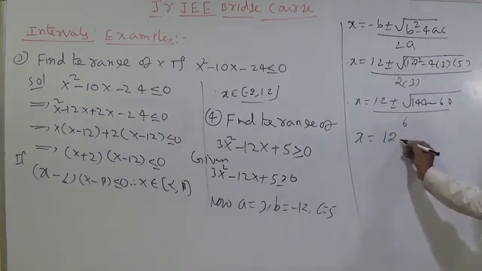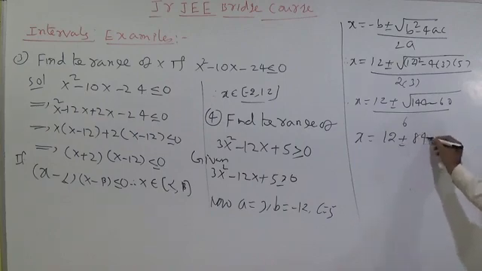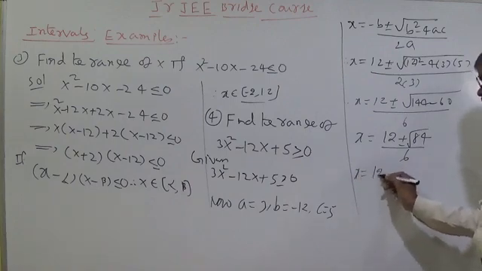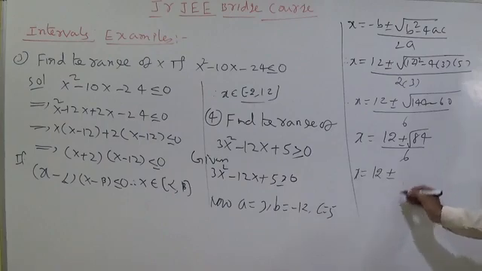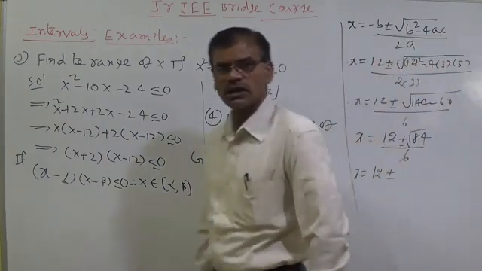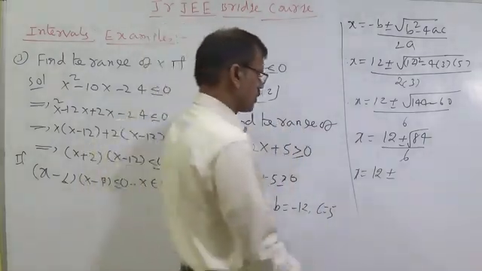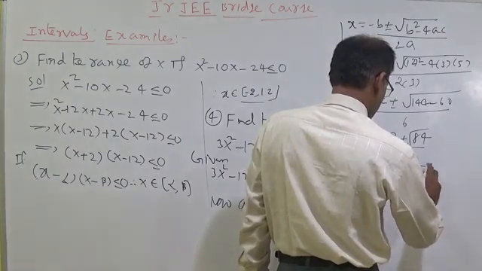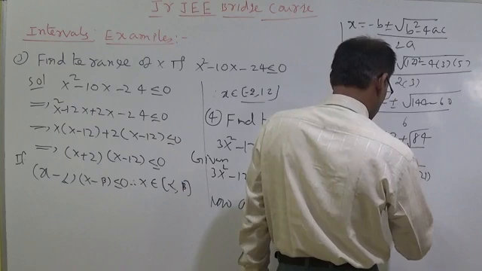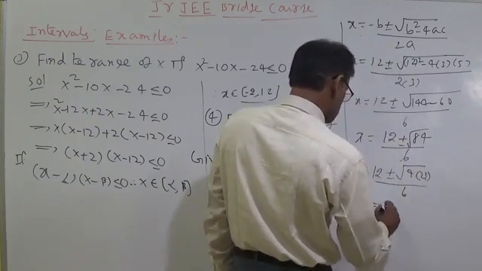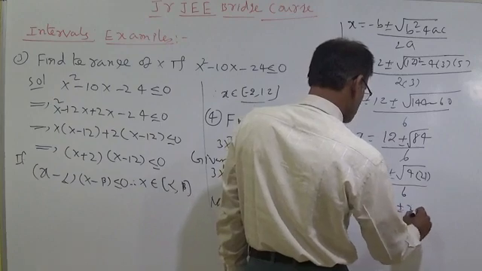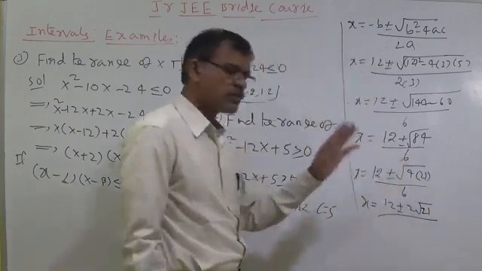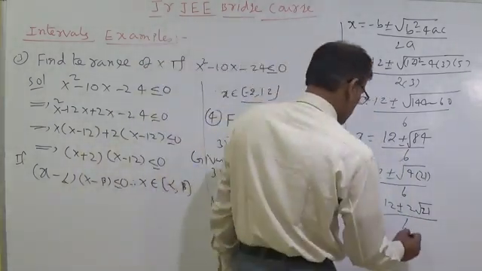12 plus 144 minus 60 becomes 84. 12 plus or minus root 84 over 6. So x is equal to 12 plus or minus root 84, and 84 can be written as 4 into 21, so the root of 4 into 21 whole by 6. So x is equal to 12 plus or minus 2 root of 21, if you take 4 outside along with the root, it becomes 2, by 6.